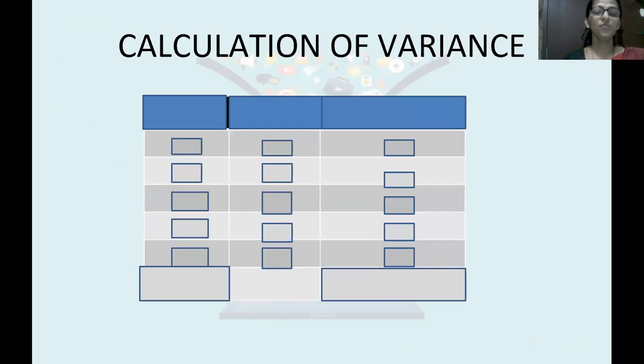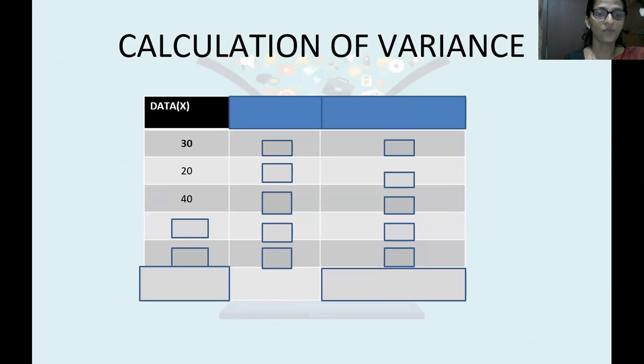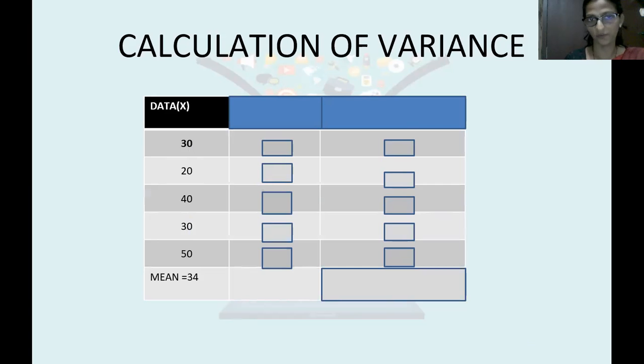Now let us quickly look at how we can calculate variance for a given data set. Now let me consider a data set with these values. Say these are the marks obtained by a few students in a subject. Now to calculate the variance, first we need to know the mean. Mean is adding all data values and dividing by the total number of values. So the mean for this data set is 34.